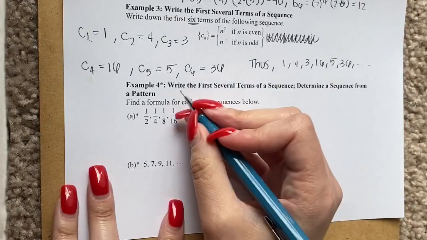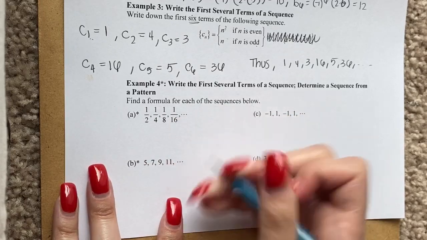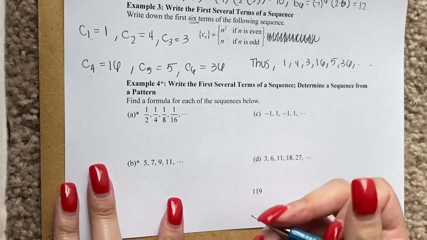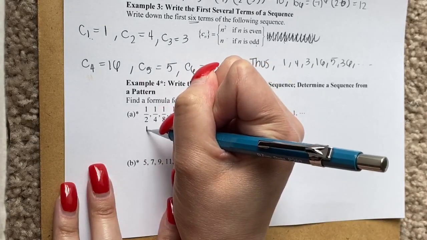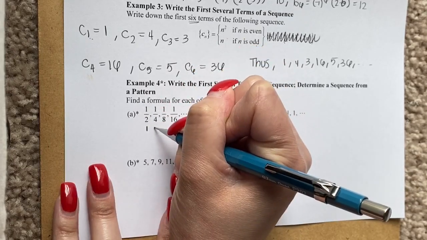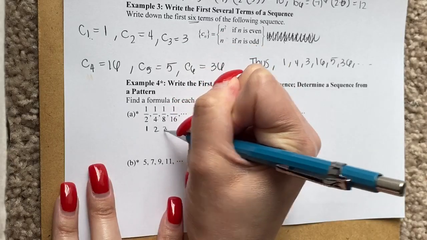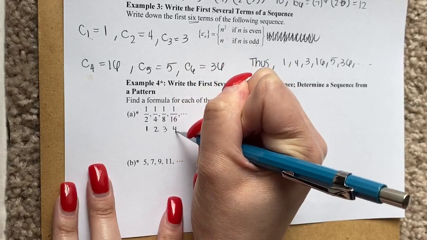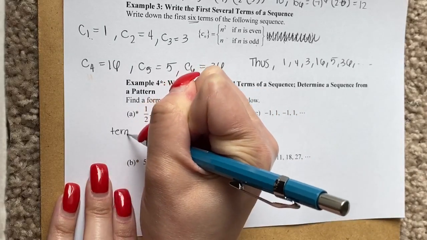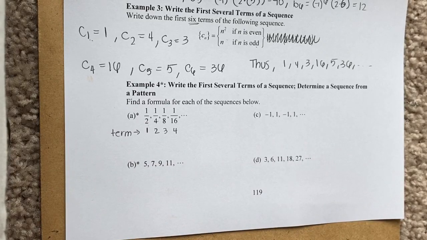For example number 4, you need to find the formula for each of the sequences. Basically, this is the backwards process. So what are you thinking? Well, I know that when I plug in 1, I'm going to have 1/2. When I plug in the second term, which is 2, I'm going to have 1/4. For 3, I have 1/8, and for 4, I have 1/16. This is the number of the term. So for the first term, I have 1/2.